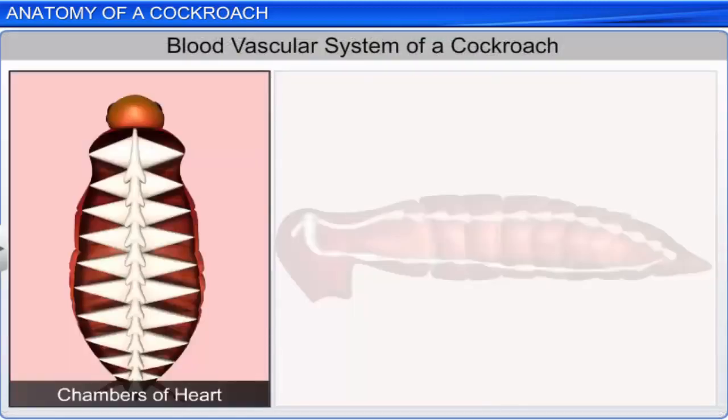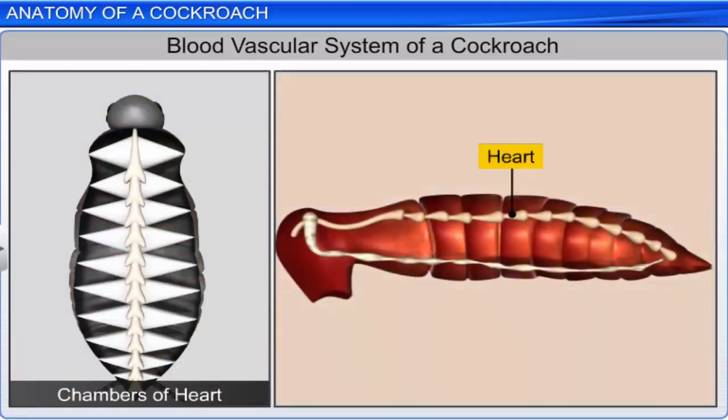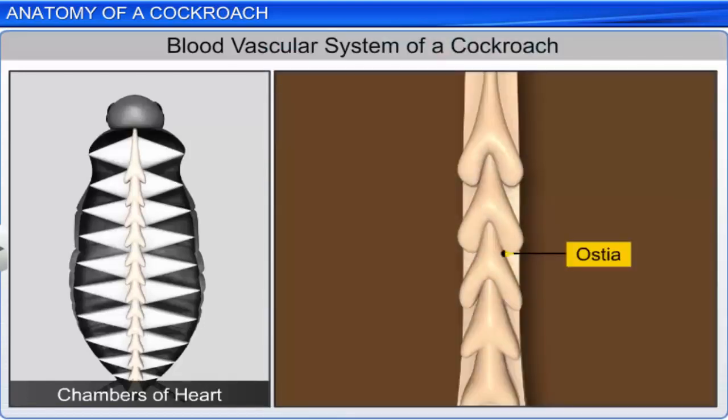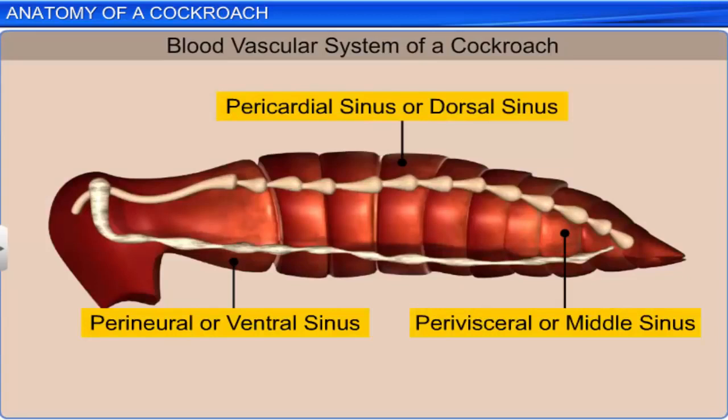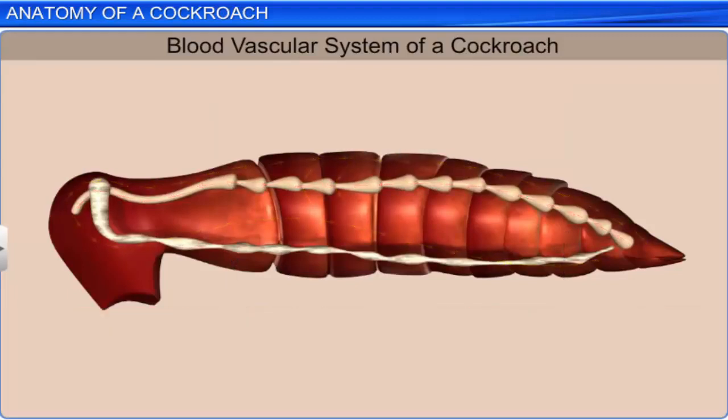In a longitudinal section of the insect, you will see a long muscular tube lying along the mid-dorsal axis of the body. This muscular tube is the heart, which is differentiated into funnel-shaped chambers with ostia on either side. These insects also possess sinuses or cavities in their body. The hemolymph from these sinuses enters the heart through ostia and is pumped back into the sinuses anteriorly.